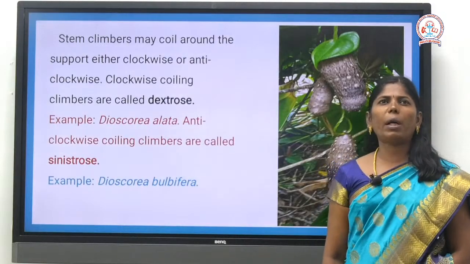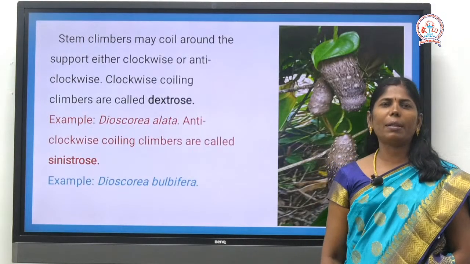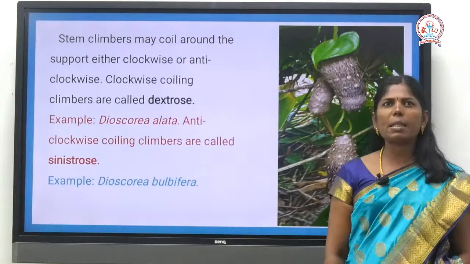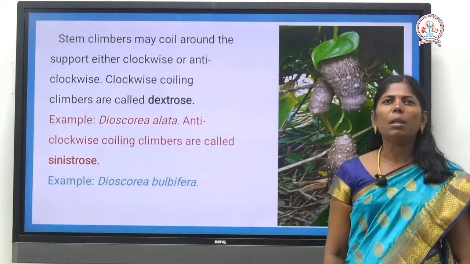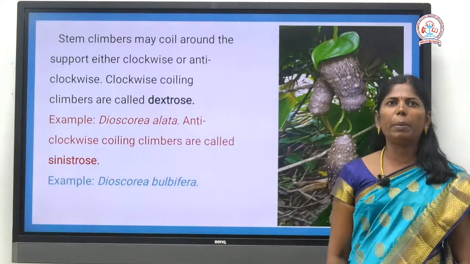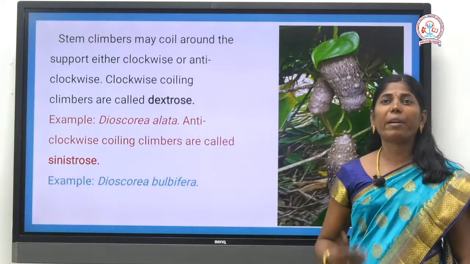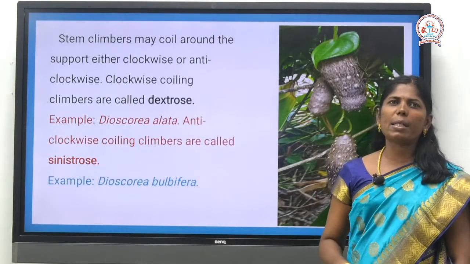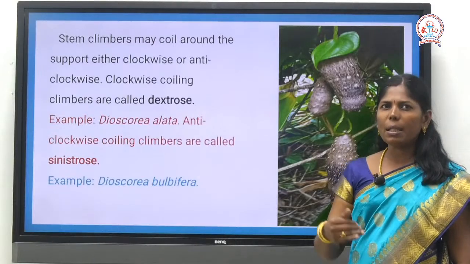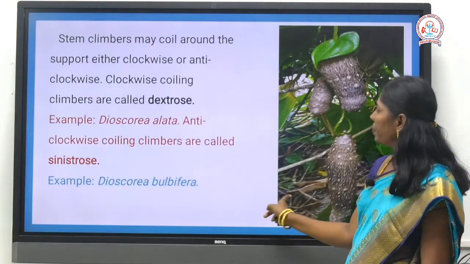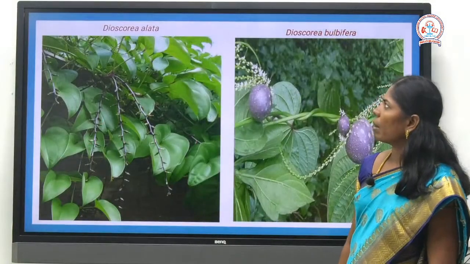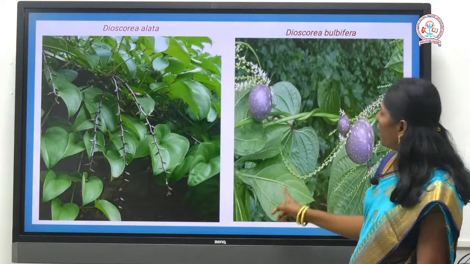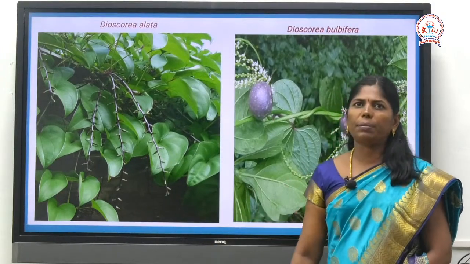Stem climbers may coil around the support either clockwise or anti-clockwise. So an example for clockwise is Dioscorea alata. An example for anti-clockwise is Dioscorea, and Bougainvillea is an example. Clockwise is called dextrorse, and anti-clockwise is called sinistrorse. So this is an example for the Dioscorea, Bougainvillea and Dioscorea alata.